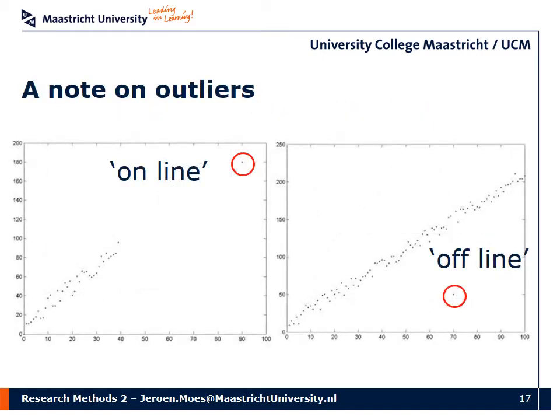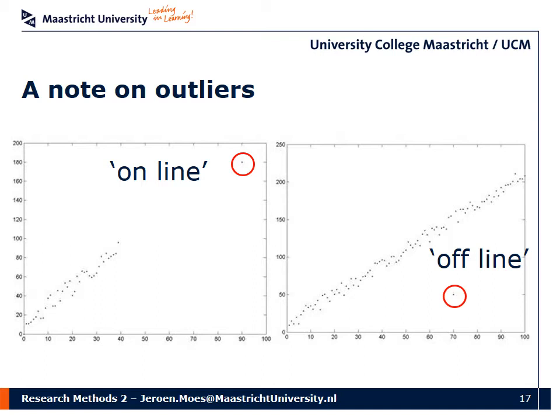Then a small note here on outliers. We have two main types that we distinguish, and it's helpful to think about what they will do to your data. We have online outliers. As you see on the left, there's this little dot that's way removed from the rest of the observations here, but it is still on the line. If we would draw a line that predicts the relationship through all of these dots, that outlier would still be on that line, right?